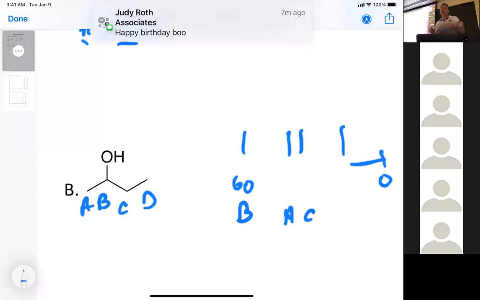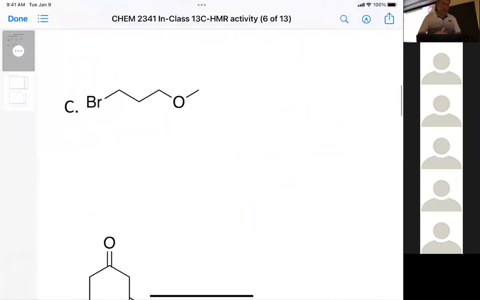And so when we look at our next exercise, which is the back of this page here, we'll start looking for number of peaks and then those general ideas of where the shifts are. Okay, so, all right, let's do this one right here.